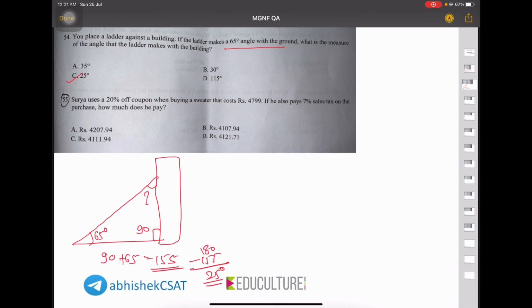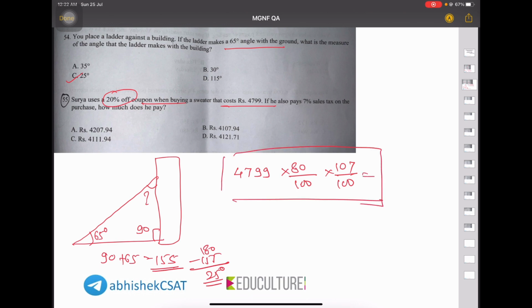Okay. Next. Surya uses a 20% off coupon when buying a sweater that costs 4799. Coupon uses 20% off. 20% off means he gets it at 80%. Okay. So again, what if he also pays 7% sales tax? 7% sales tax means 107%. That is our answer. How much does he pay? This calculation is the answer. So what we have to do? 20% off, that is 20% loss. 20% loss means selling price is 80%. 7% sales tax means 7% extra. So 7% extra means 107%. So this is the answer. Okay. Next.